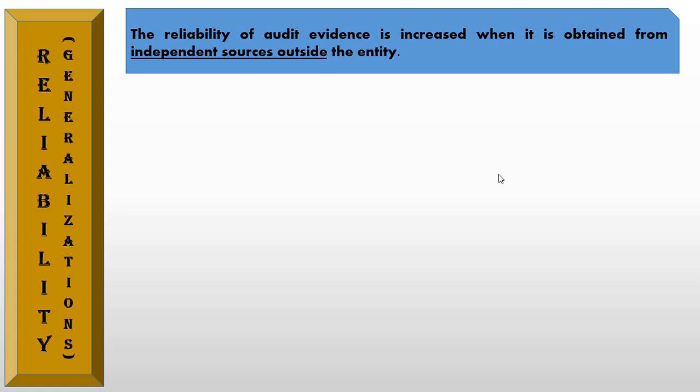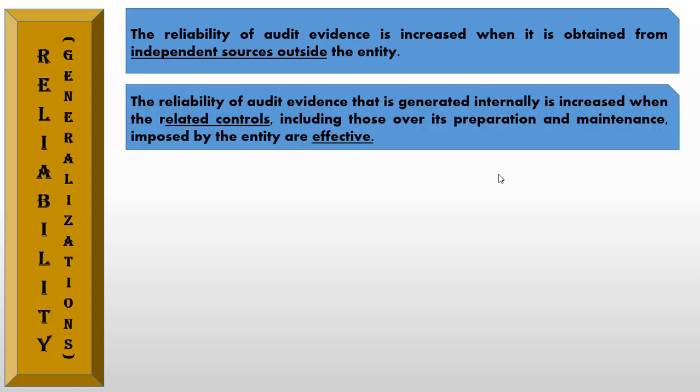The reason why it increases the reliability is because an independent or outside entity doesn't have a direct influence on accounting records. Which means they don't have any hand in the transaction. They can see it objectively and they don't have any interest in changing it.